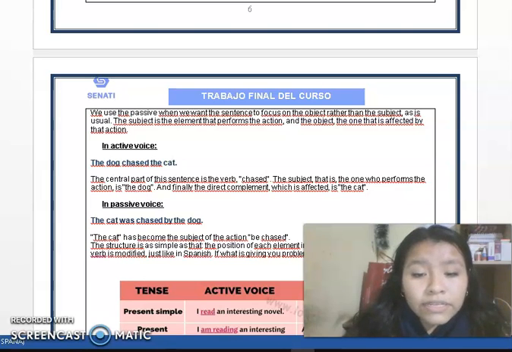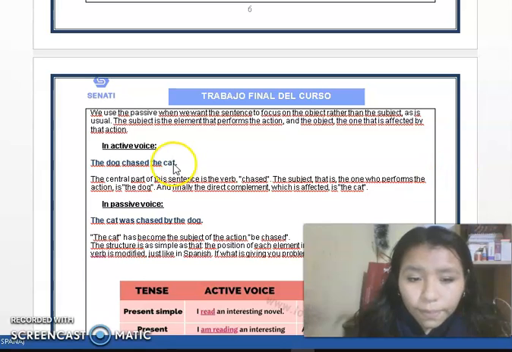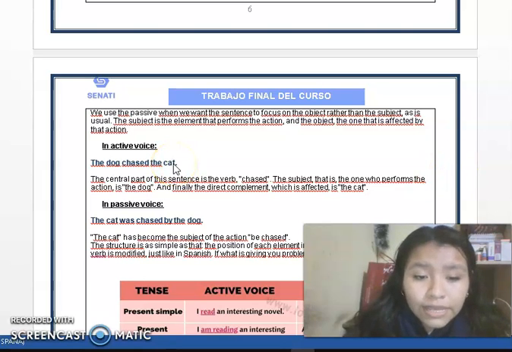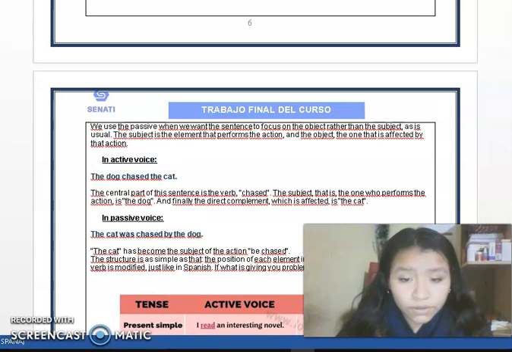In passive voice, for example: the cat was chased by the dog. The cat has become the subject of the action, the chase. The structure is as simple as that: the position of each element in the sentence changes and the verb is modified. Just like in Spanish.